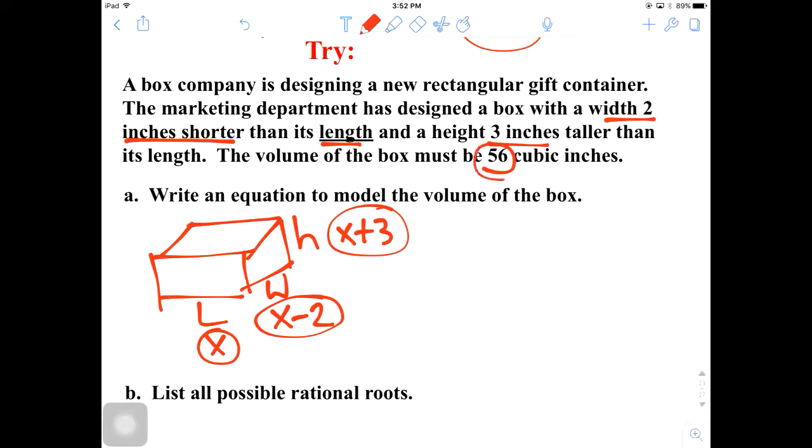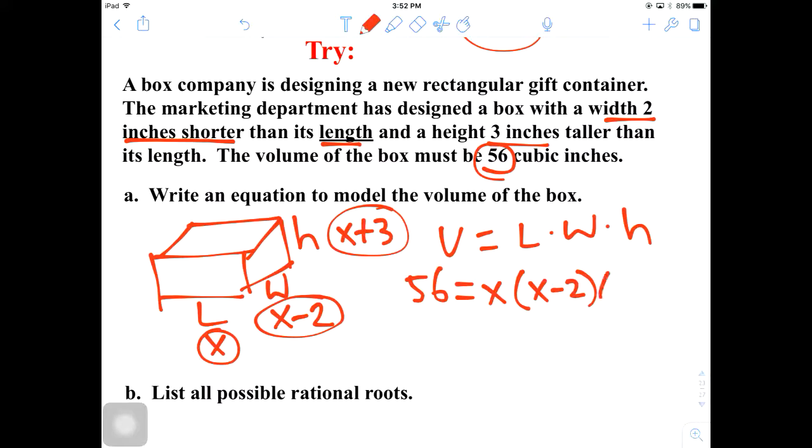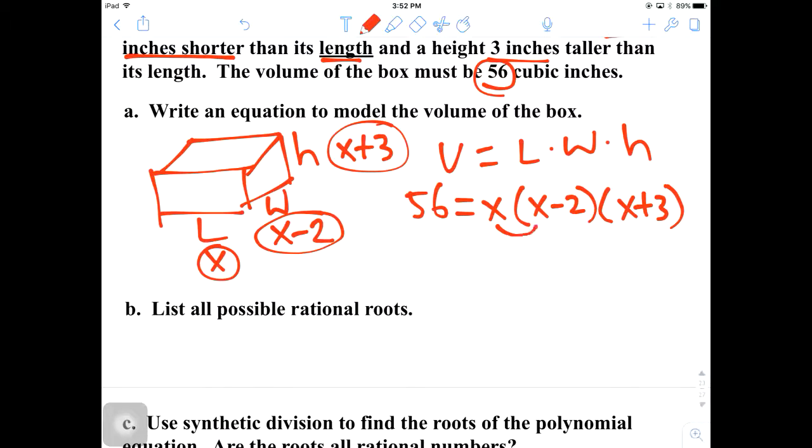Once again, the volume we want is 56. So volume equals length times width times height again. And we're going to let the volume equal 56. And then substitute the length, which is x, times the width, x minus 2, times the height, x plus 3. Again, we're going to distribute the x through. So we have x squared minus 2x, and we will FOIL that with the other factor, x plus 3, and we still have it equal to 56.